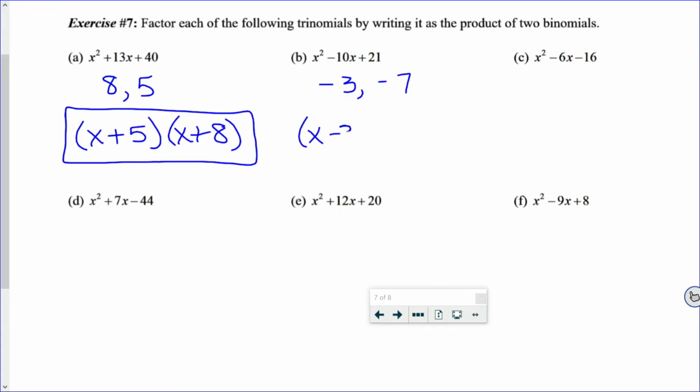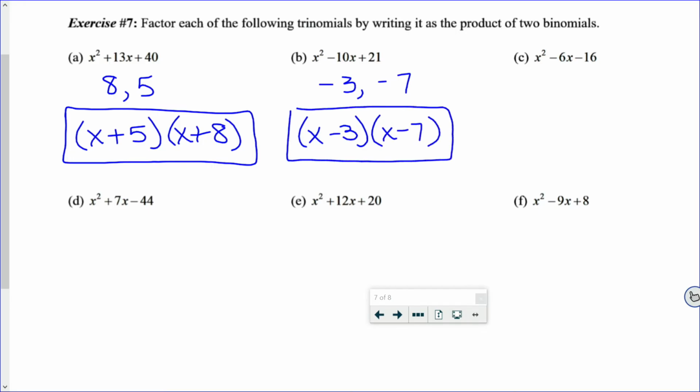So I get x minus 3 times x minus 7. All right.